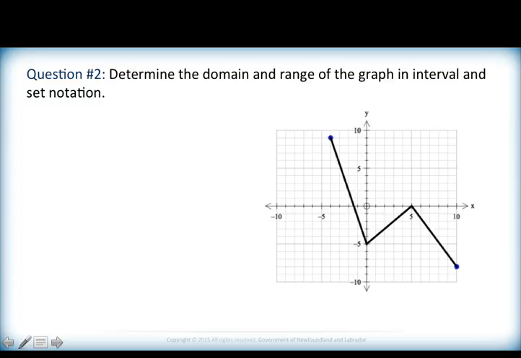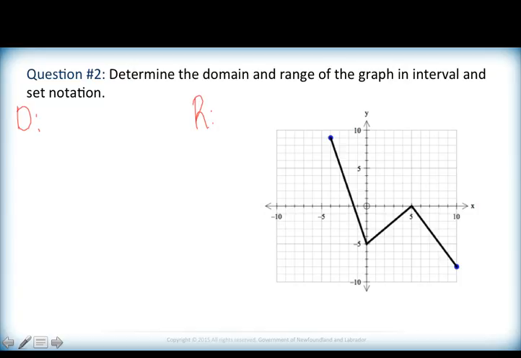Question 2 is very similar. Determine the domain and the range of the graph in interval and set notation. So the best thing to do first is to find the interval notation, and that will help you set up your set notation. So we're just going to put D and R, D for domain and R for range.